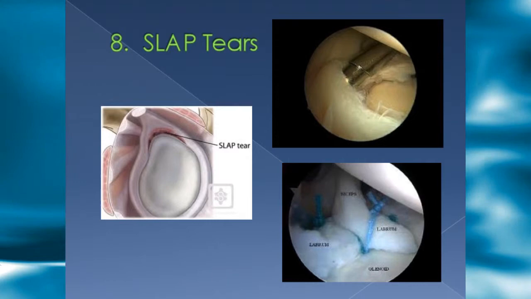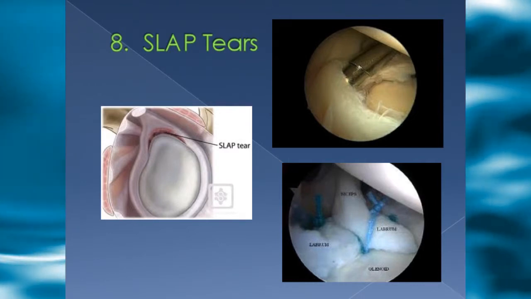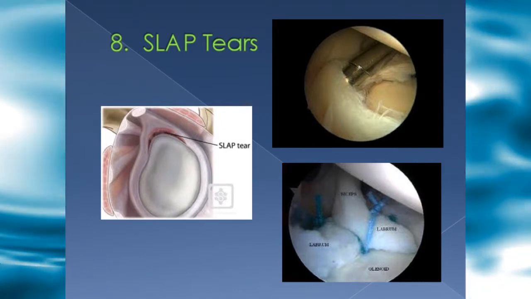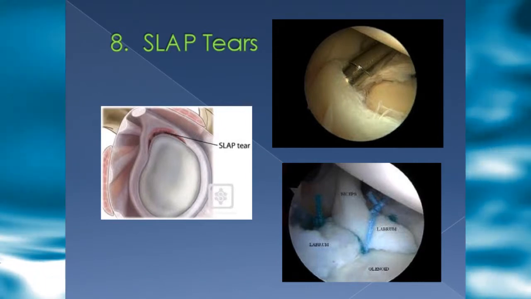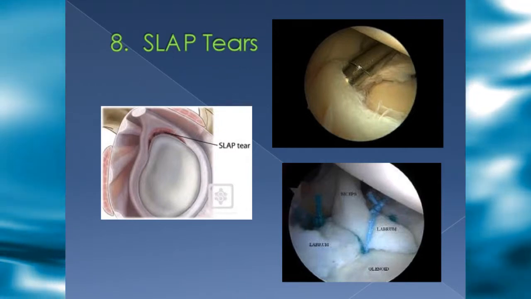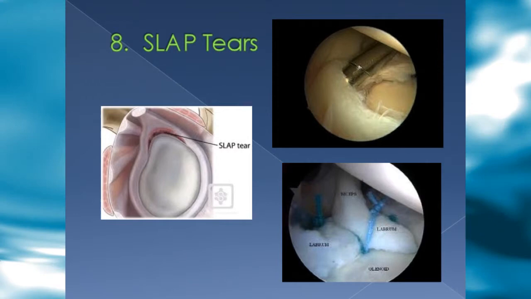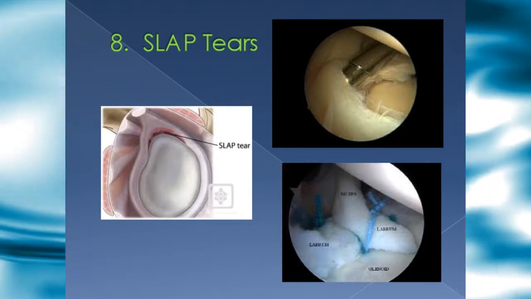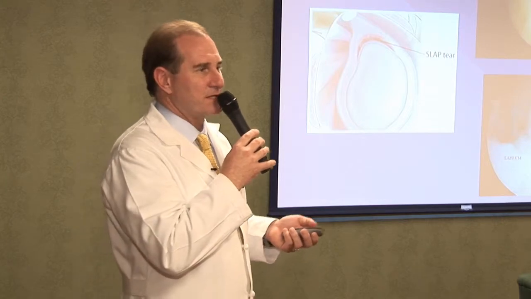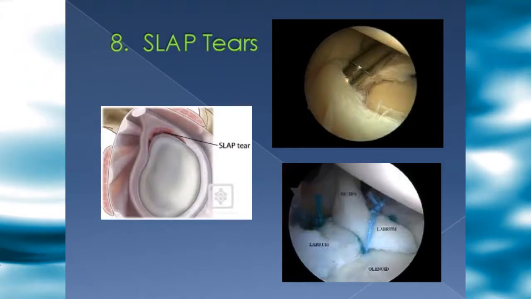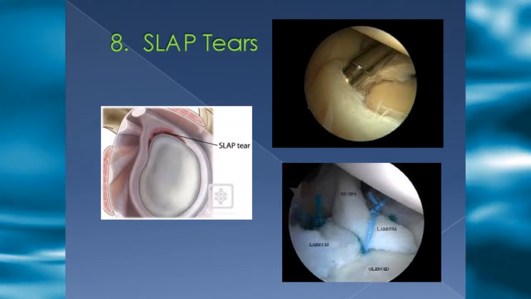SLAP tears. So this is a little bit, we're getting into some more esoteric stuff here, but at the top of the shoulder, as we're looking at the socket end on, remember we talked earlier just a few minutes ago about a rim of cartilage that goes all the way around the socket to deepen it. The very, very top, where our biceps tendon comes in and attaches to the shoulder, we can develop tears in that area that have been termed SLAP lesions, and that stands for superior labral anterior to posterior lesions.